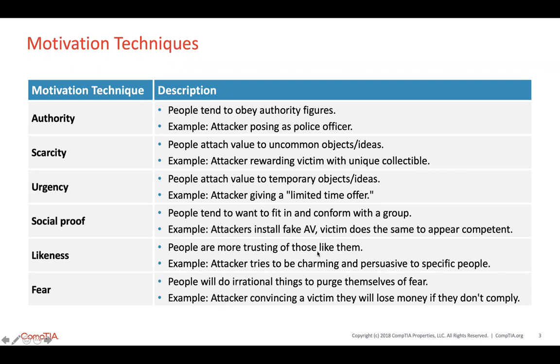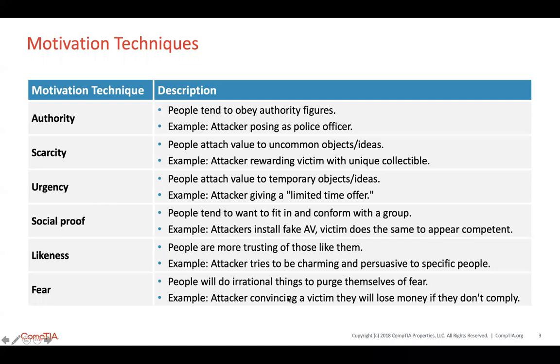Likeness: people more often trust people like them. So the attacker tries to be charming or persuasive, to fit in and get them to like him, so it's easier to get people to do things for you if they like you than if they dislike you. If you come in with a bad attitude or being rude towards someone, they're less likely to do something.